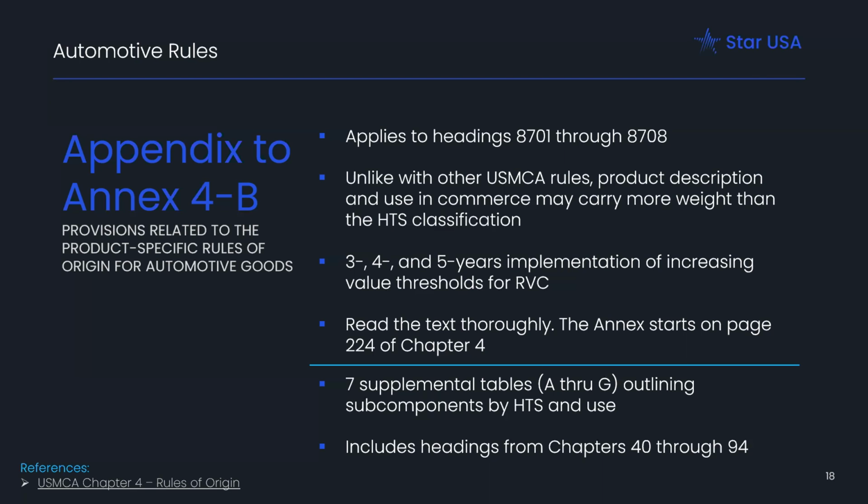The Annex 4B starts on page 224 of Chapter 4 of the USMCA. And again, there's a link to the USMCA Chapter 4 on the bottom left. If you're in the automotive industry, absolutely start by reading that text thoroughly. And then there are 7 supplemental tables, A through G, that outline the subcomponents by HTS and their use. So that's a place that you would refer to if you have a good that has multiple uses that may be used for automotive purposes. And there are references to headings from chapters 40 through 94 contained within those supplemental tables.